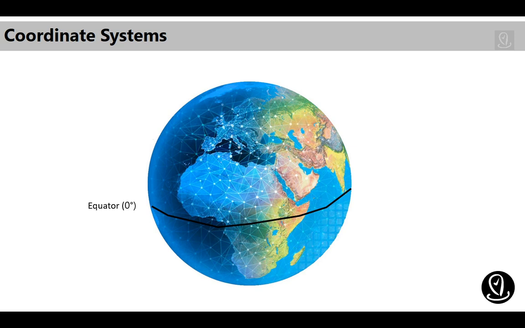A line running through the Earth that divides it into two equal parts to the north and to the south is known as the equator and is measured 0 degrees from north and south. Another major line which runs from north to south is known as the prime meridian and it divides the Earth into two equal parts, east and west.